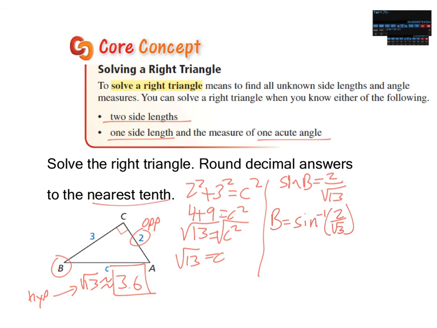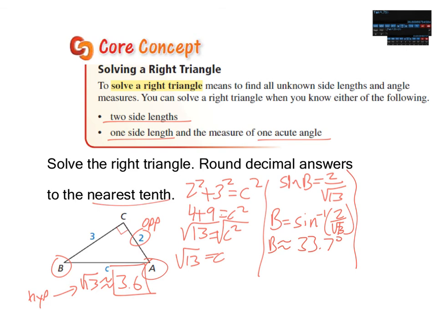Found a mistake here. If I type that in, it will say error. So I wrote something wrong. Did you catch that? It's 13, not 3. So it's 2 divided by the square root of 13. Let's try that. So 2 divided by the square root of 13. Punch it in my handy-dandy calculator. We get B is about 33.7 degrees. Okay? Let's go ahead and find A.